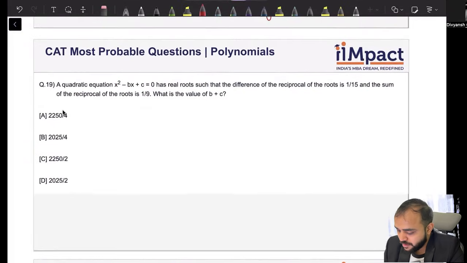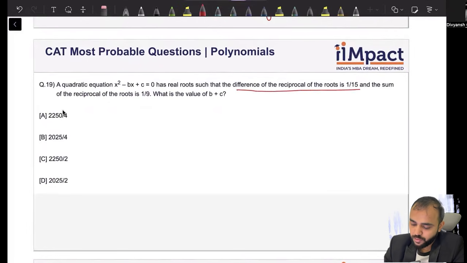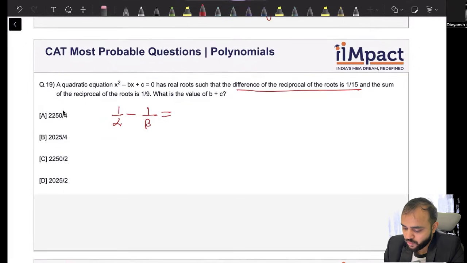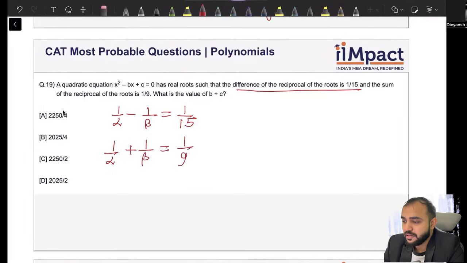Moving on. A quadratic has real roots such that the difference of the reciprocal of the roots is 1 by 15 and the sum of the reciprocals of the roots is 1 by 9. So 1 by alpha minus 1 by beta is given to us as 1 by 15 and sum of the reciprocal of the roots is 1 by 9. So 1 by alpha plus 1 by beta is equal to 1 by 9. So I don't really have to do much. I pretty much have been given the roots.